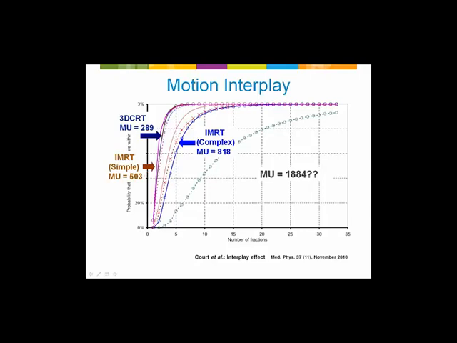Now, also I wanted to point back to that paper where they had used 9 equispaced beams and allowed the computer to do this. They were getting MUs almost 2,000. I mean, I wonder where that would sit on this chart here.